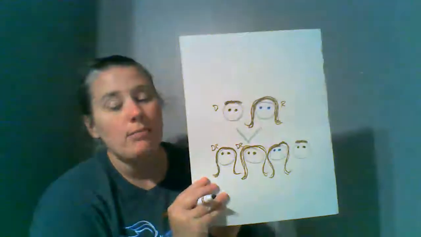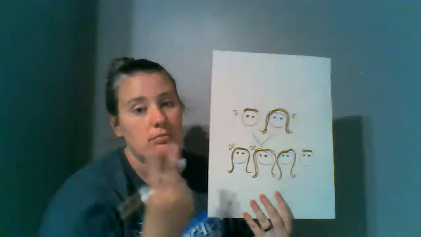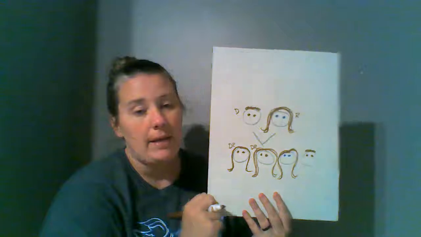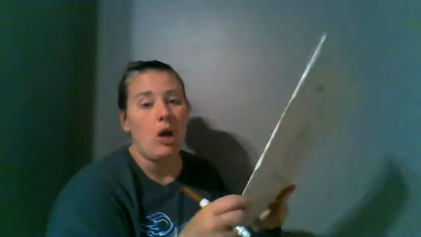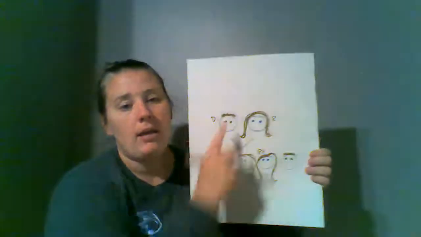The next little girl has blue eyes. So the only way a recessive gene is going to show is if there's two. Which means she has to get one from mom and dad. So she has two what? R's. No D's. Alright, and then our little boy has a D and an R. One from mom, one from dad.